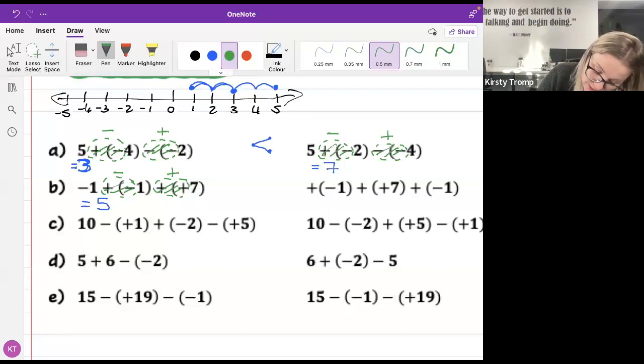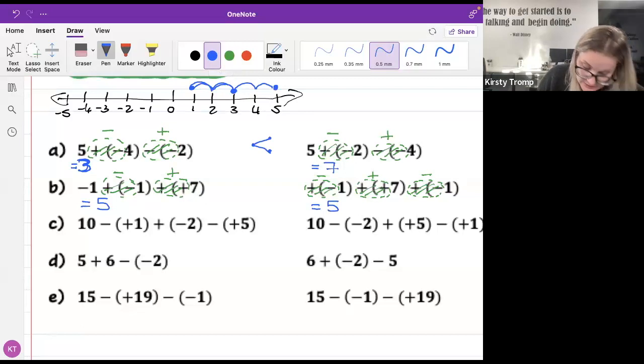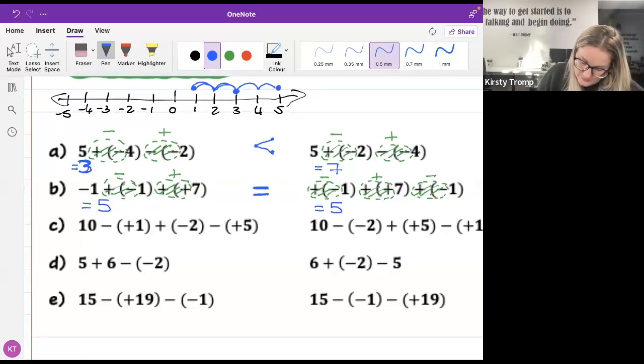On the other side, I'm going to do the same thing. I've got a positive and a negative, so I'm going to draw a circle. I've got a positive and a positive next to each other. I'm going to draw a circle, and a positive and a negative next to each other. I'm going to draw a circle. When I see a positive and a negative, I cross them out and I put a negative. When I see 2 positives, cross them out and put a positive. So -1 plus 7 will give me 6, and 6 minus 1 gives me 5. So now I see that both sides of the sum are equal to 5. And what do we know? Is 5 equal to 5? Yes, it is. So my sign is equal to.